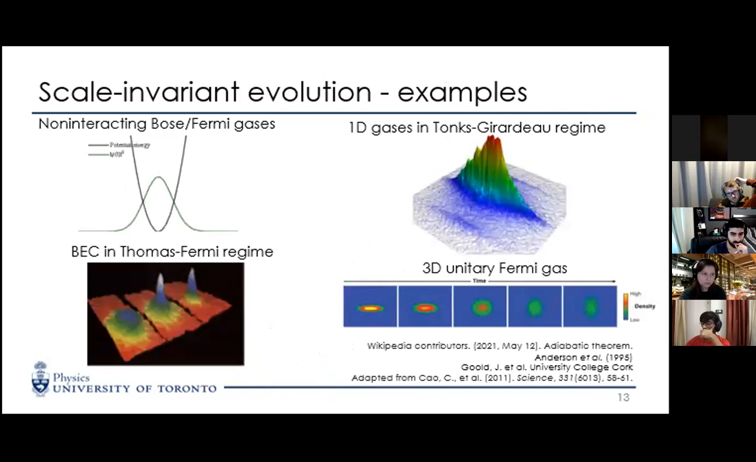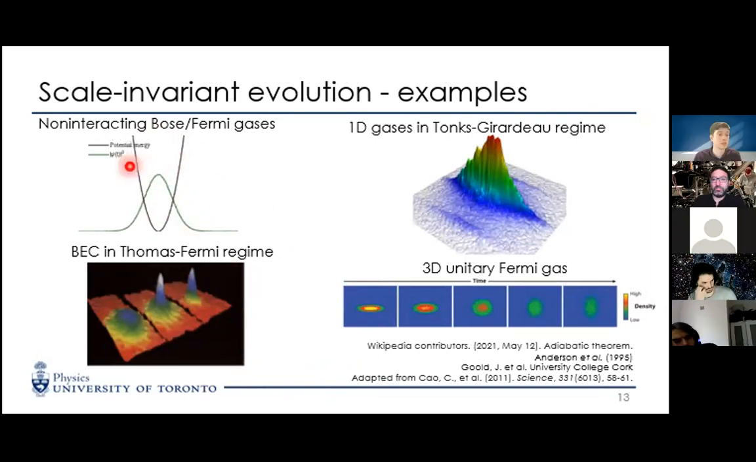Okay, so what systems obey scale-invariant evolution? Well, we've sort of implied that non-interacting wave packets in a harmonic oscillator do. So in that sense, non-interacting Bose and Fermi gases already obey scale-invariant evolution in a harmonic oscillator, but so do interacting ones. In particular, Bose-Einstein condensates in the Thomas-Fermi regime do, as do one-dimensional gases in the Tonks-Girardeau regime, and so do 3D unitary Fermi gases.